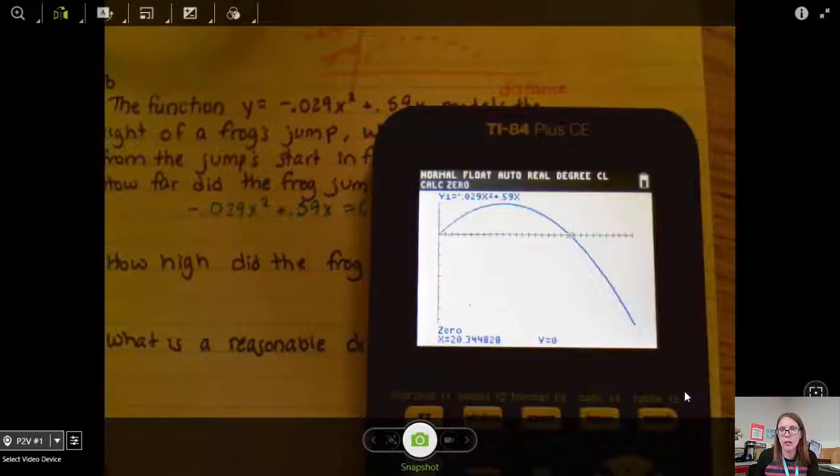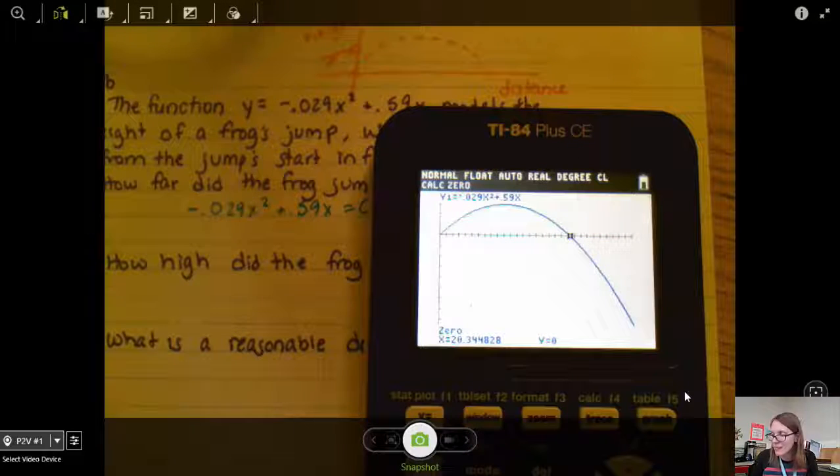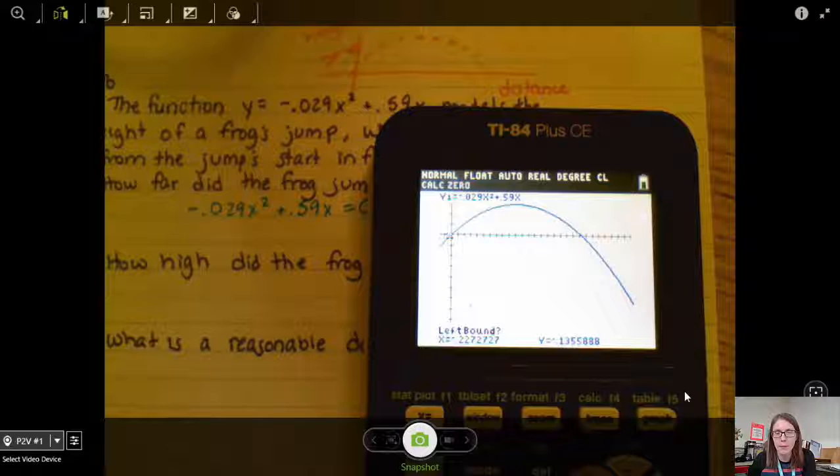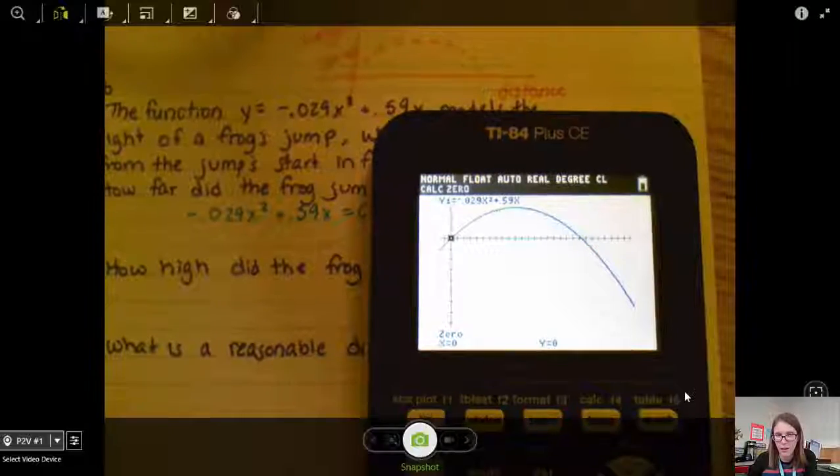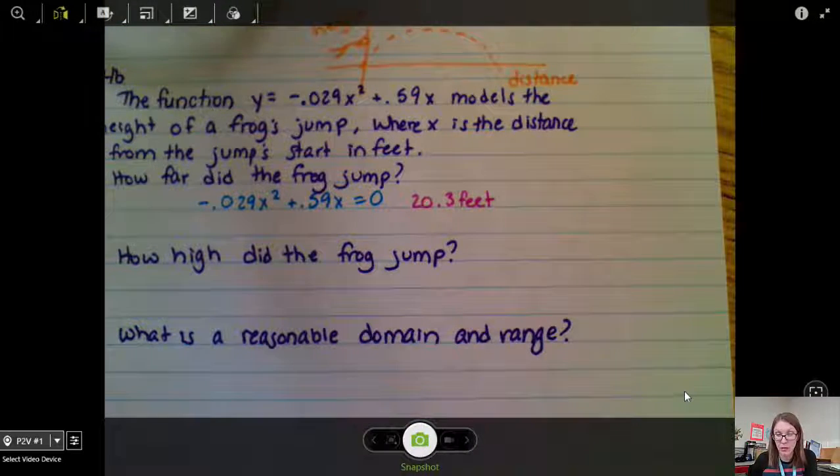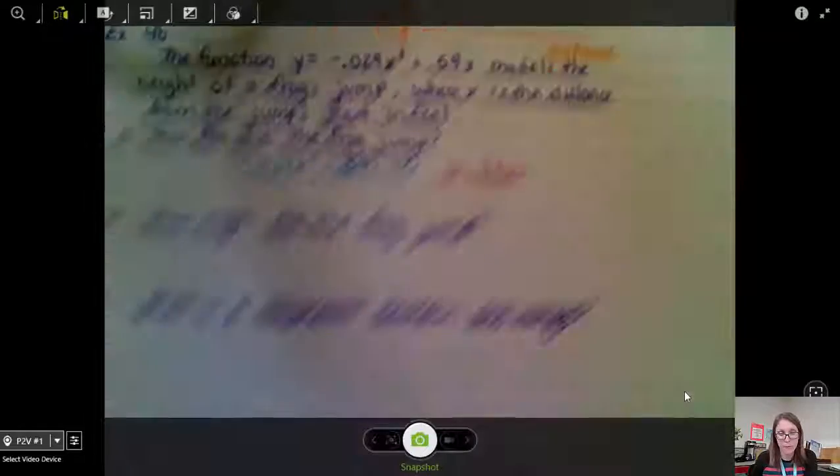Let's double check what our other x-intercept is, just in case. Second calc 0. Scroll over. I need to be on the left side of my x-intercept, which we are here. Right bound. And guess. That is 0, 0 again. All right, so our frog jumped 20.3 feet. That's pretty good.